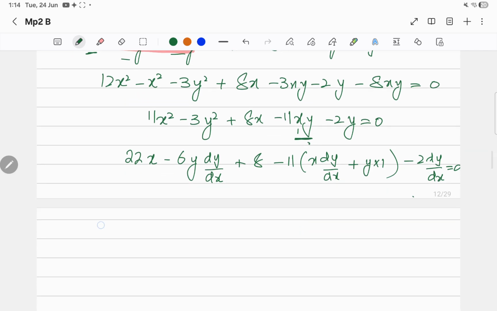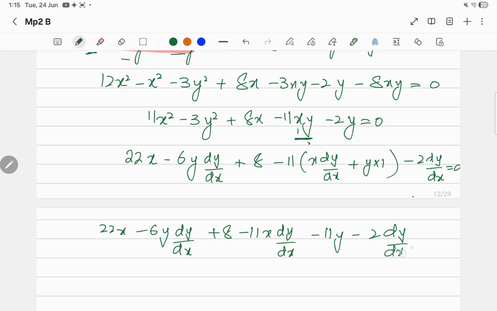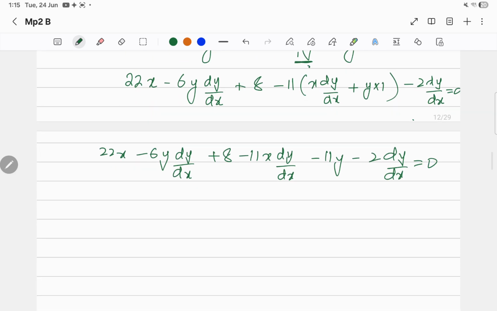Okay, now we will have 22x minus 6y dy over dx plus 8 minus 11. If you take minus 11 inside the bracket, it will be minus 11x dy over dx, then minus 11y minus 2 dy over dx equals 0. Now we have to make dy over dx the subject, so we should take the dy over dx terms on one side and the rest of the values on the other side.